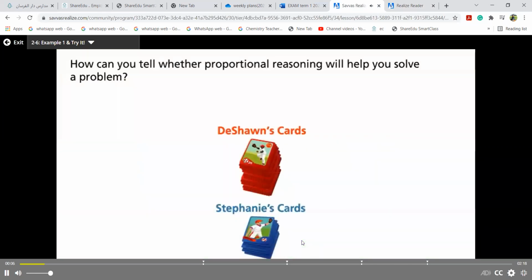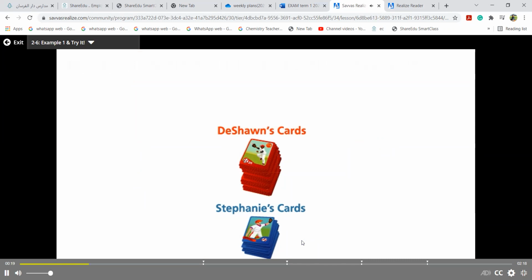How can you tell whether proportional reasoning will help you solve a problem? Think about whether a problem involves a proportional relationship before you apply your knowledge of proportions and ratios to solve it. So let's see whether you can use your knowledge of ratios and proportions to solve this problem.